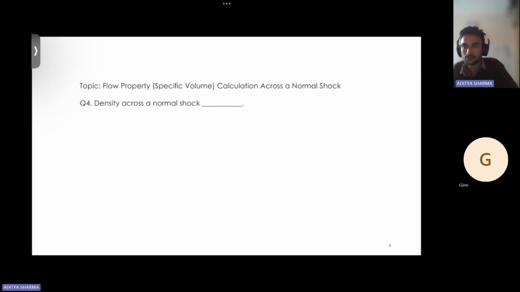I have to answer this. Yes, I saw Harshit's reply on chat. So that's fine. Yes. All right. So for density, he says it increases. All right. So what does Ginny say?